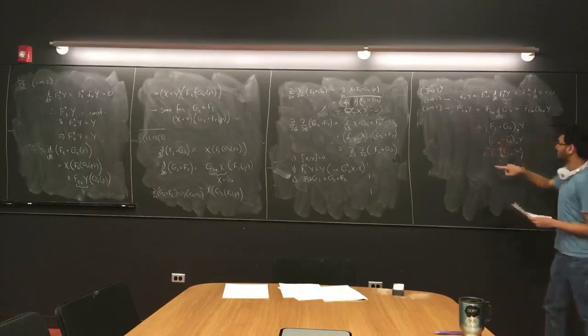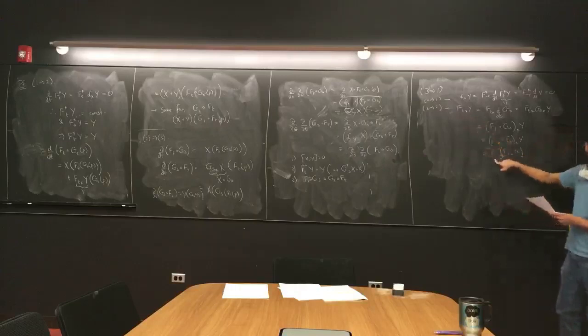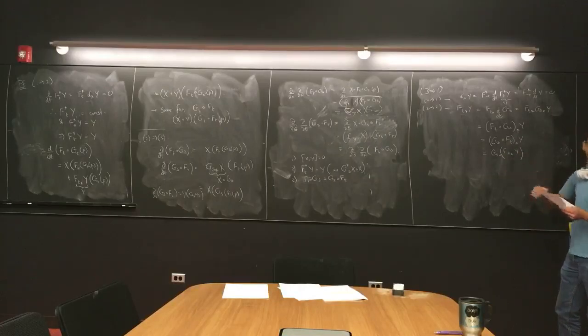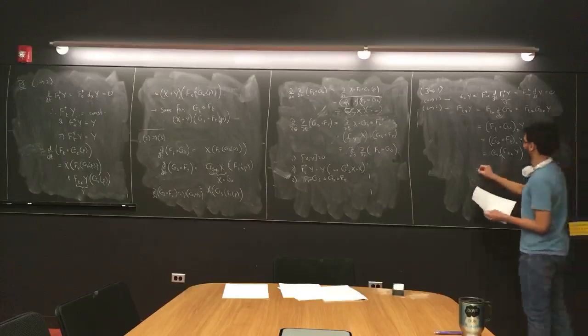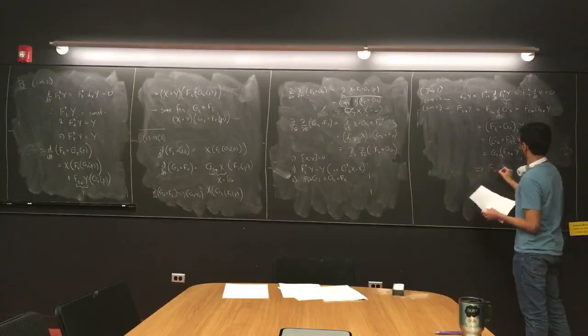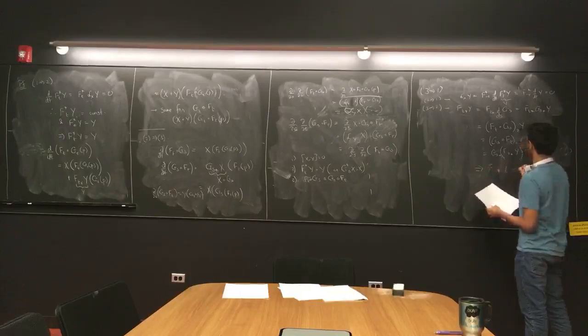So ft star y is propagated to itself under flow by g, but the only such vector field that is possible is y. The only vector field that remains invariant under its own flow is the vector field that generates the flow, which implies that ft star of y has to be equal to y.